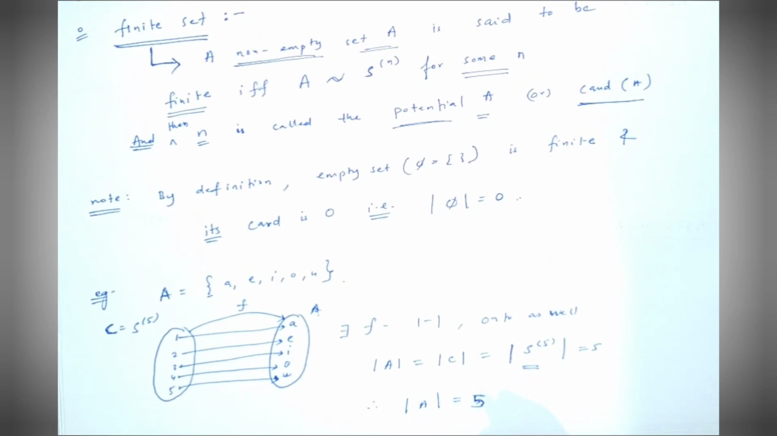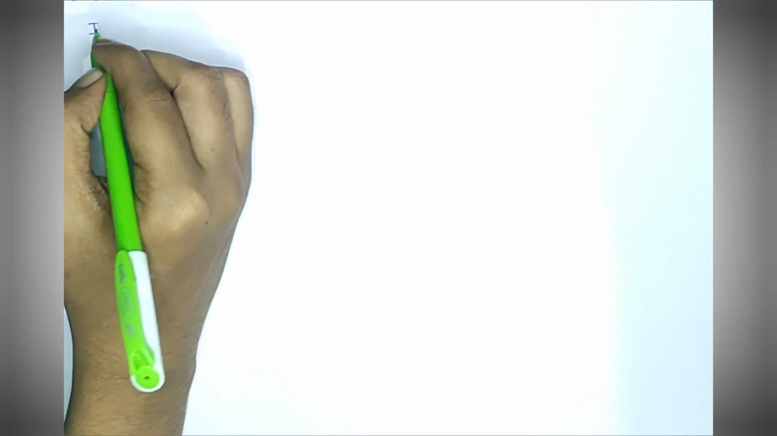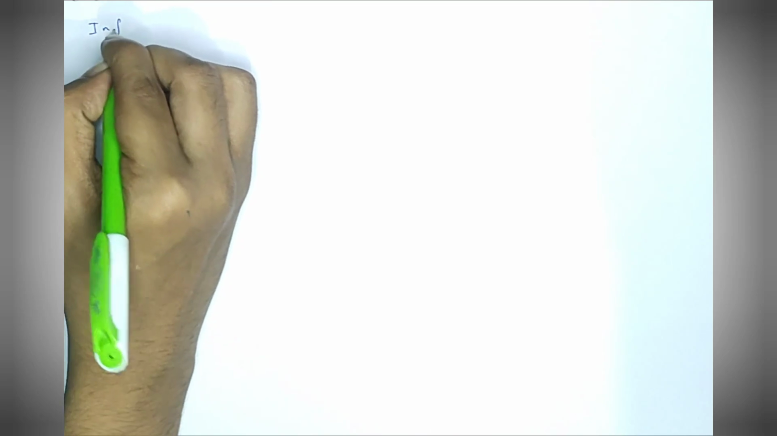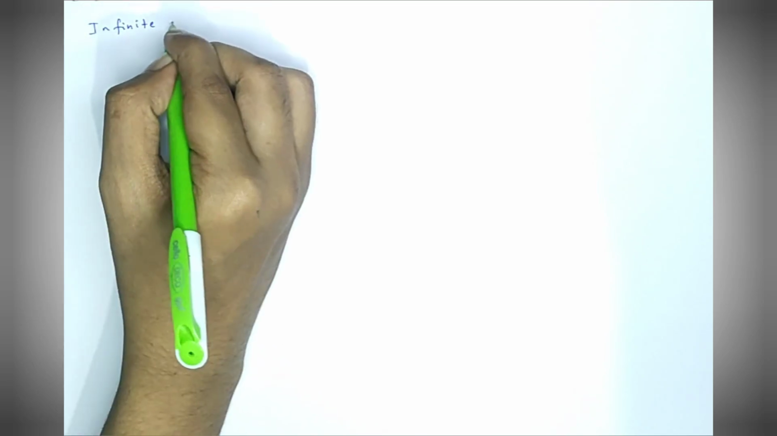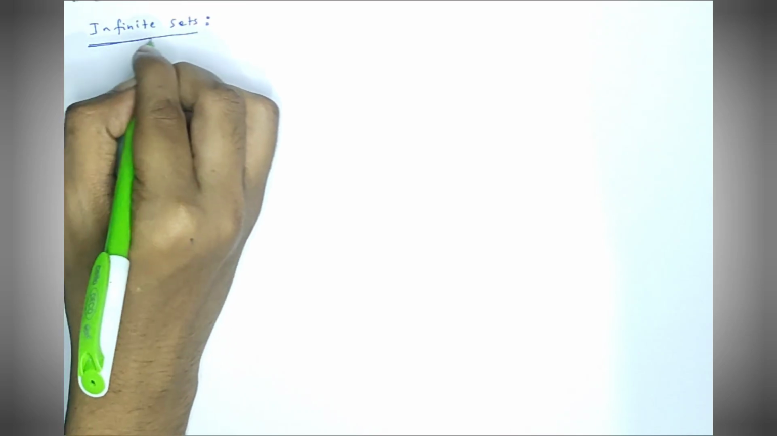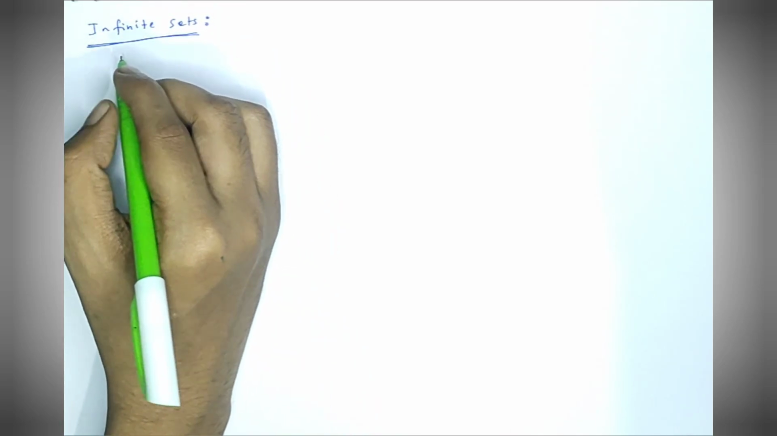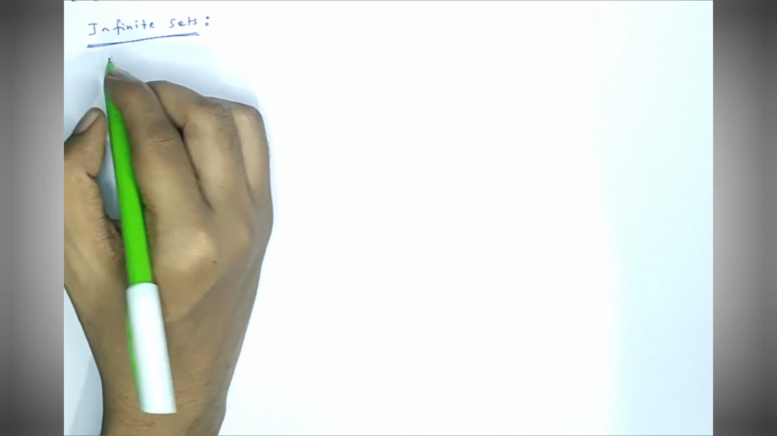This is how we communicate the potential or size of a finite set. Now for infinite sets. Now let's discuss the potential of infinite sets using method 2, that is the axiomatic approach.